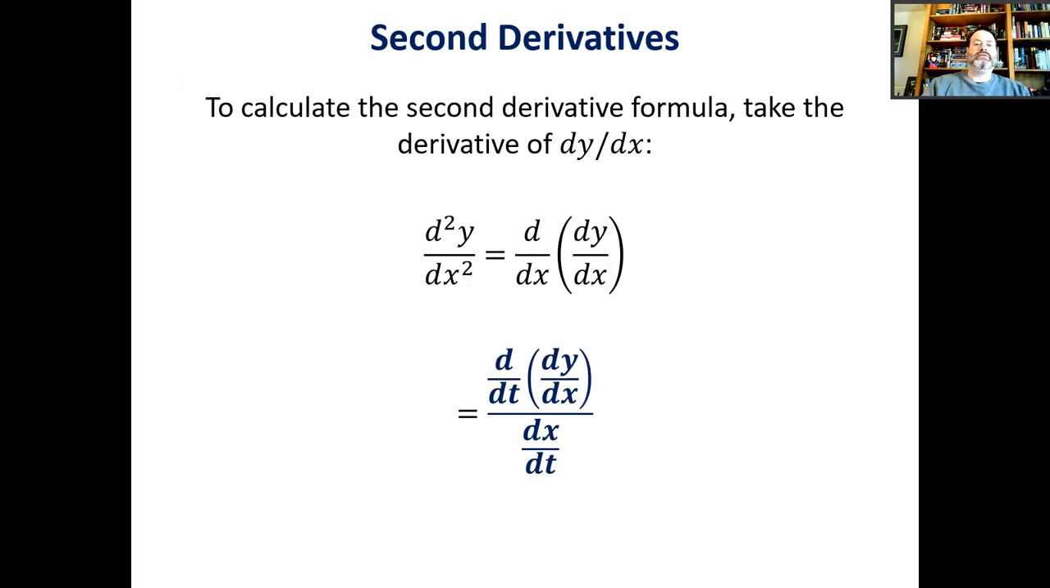Now, for a second derivative, it's the same process. The chain rule gives us a dx/dt over here when we take the derivative. And when we solve for that, we get an extra dx/dt in the denominator here. This formula is harder to remember, so make sure that you memorize this. The second derivative of y with respect to x is just the derivative with respect to t of the first derivative. But then you divide by dx/dt because there's another chain rule that comes from this calculation.